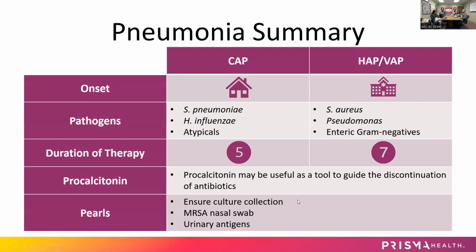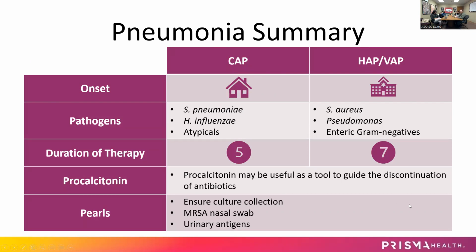All right, just to summarize all of that, so community-acquired pneumonia versus hospital-acquired pneumonia, some of the differences and similarities. Community-acquired pneumonia is going to be onset in the community or within 48 hours of hospital admission. So as long as you haven't been in the hospital for 2 days, that could still be considered a community-acquired pneumonia. Hospital-acquired and ventilator-associated pneumonias, as I talked about, that 48-hour time period is very vital. The pathogens vary pretty significantly between the two conditions.